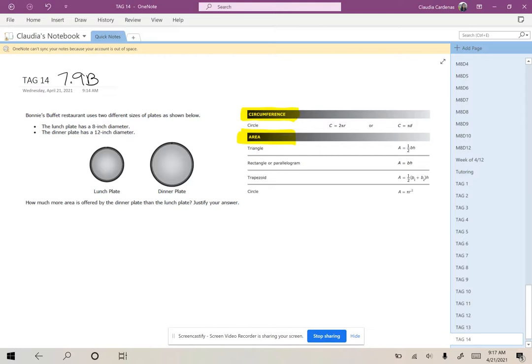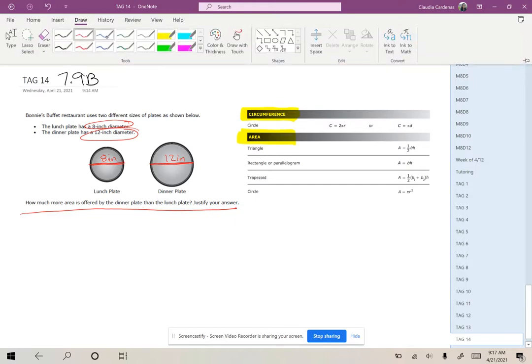So if we look at this problem below, Bonnie's Buffet restaurant uses two different sizes of plates as shown below. The lunch plate has an 8-inch diameter. So here's our lunch plate. I know that the diameter cuts it in half, so I'm going to go ahead and label that. And the dinner plate has a 12-inch diameter. So again, we could cut this plate in half, showing that the cross section is 12 inches. How much more area is offered by the dinner plate than the lunch plate? We're going to justify our answer.